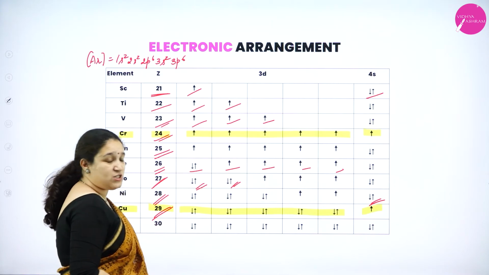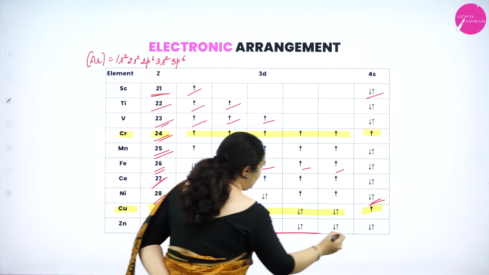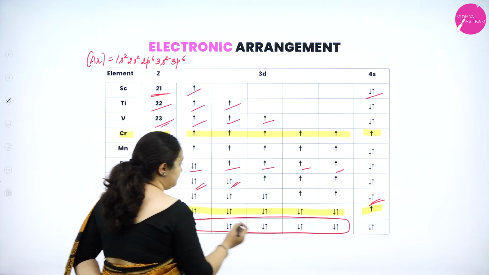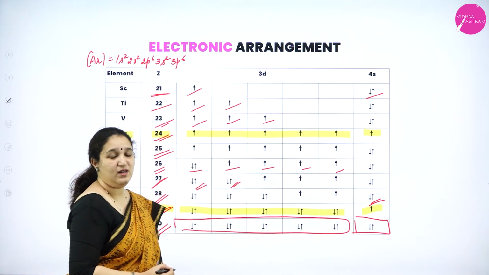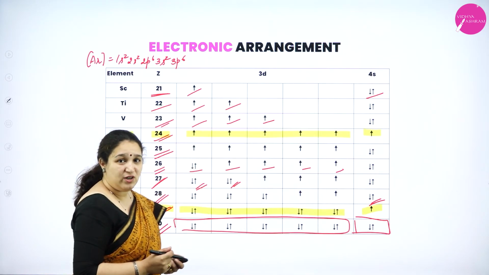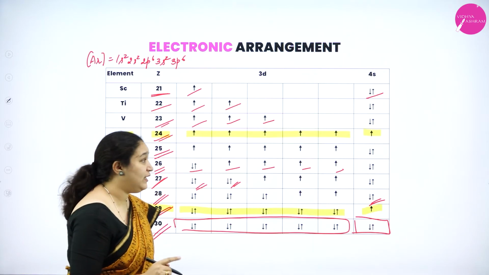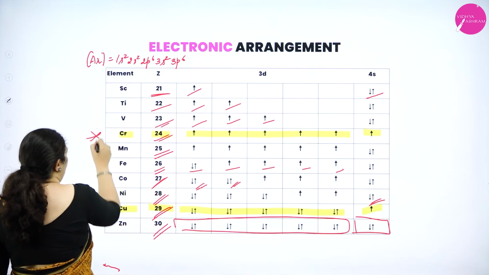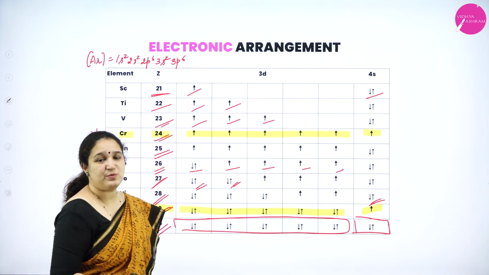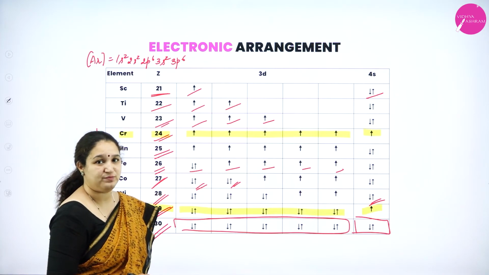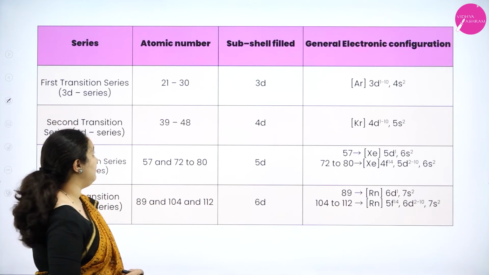Last one you can see is zinc, atomic number 30, where all the d orbitals are filled, and the s orbital is also filled up. So that's about the electronic configuration of the 3d transition series, in which you need to remember chromium and copper, which have an exceptional electronic configuration. So the general electronic configuration of the other series can be given here.